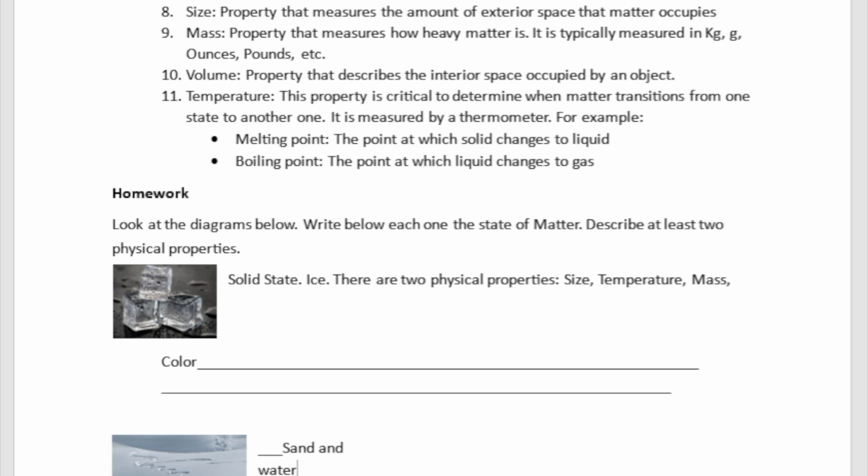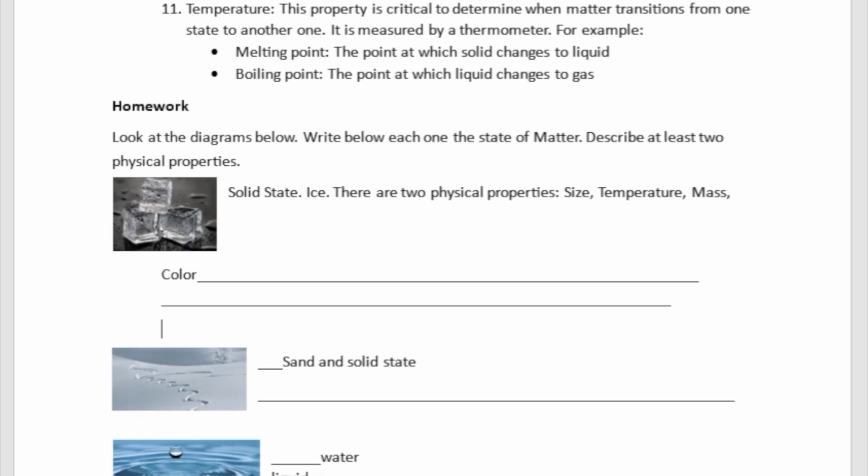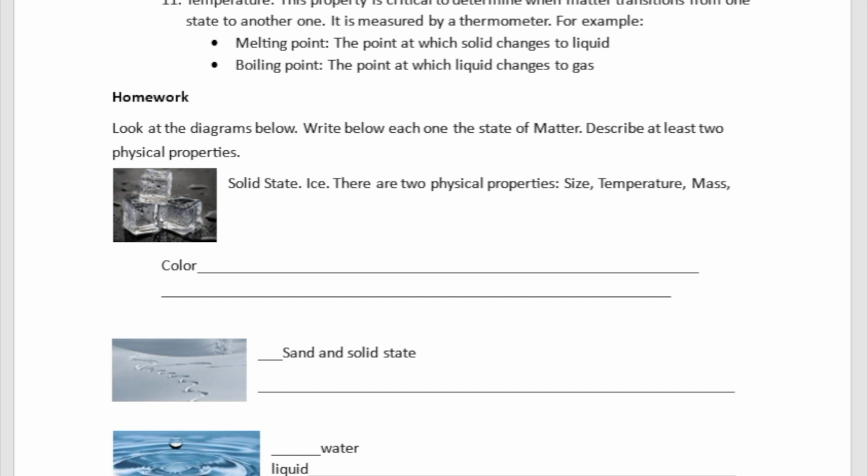Okay, and what about this one? Well, this one shows water. Okay, this one shows water, and that's the liquid state. It's in the liquid state. All right, sand. Let's call this one sand and solid state. Okay, sand and solid state over there. All right, so that's our matter. What about this one? Well, this one shows water vapor. All right, so this is like water vapor. Okay, water vapor, and it shows the gaseous state of water.